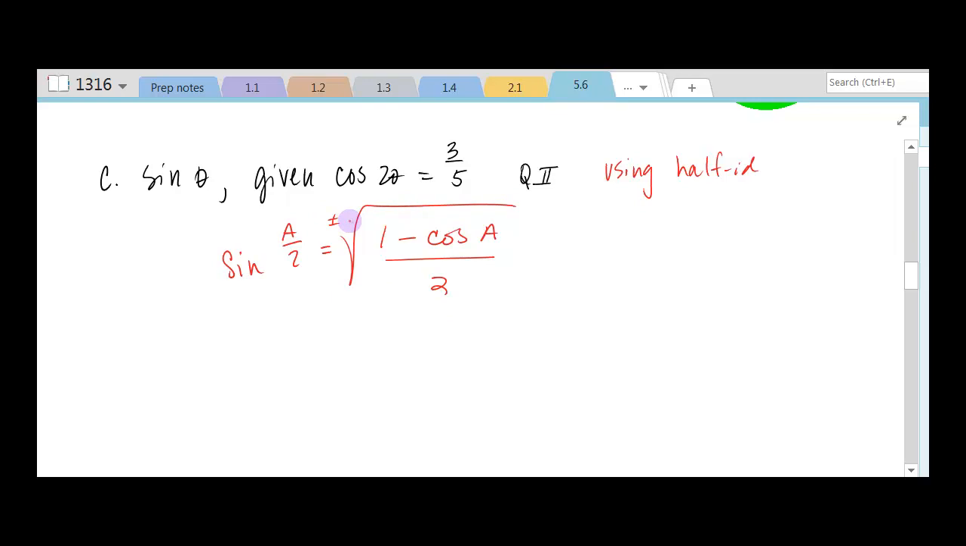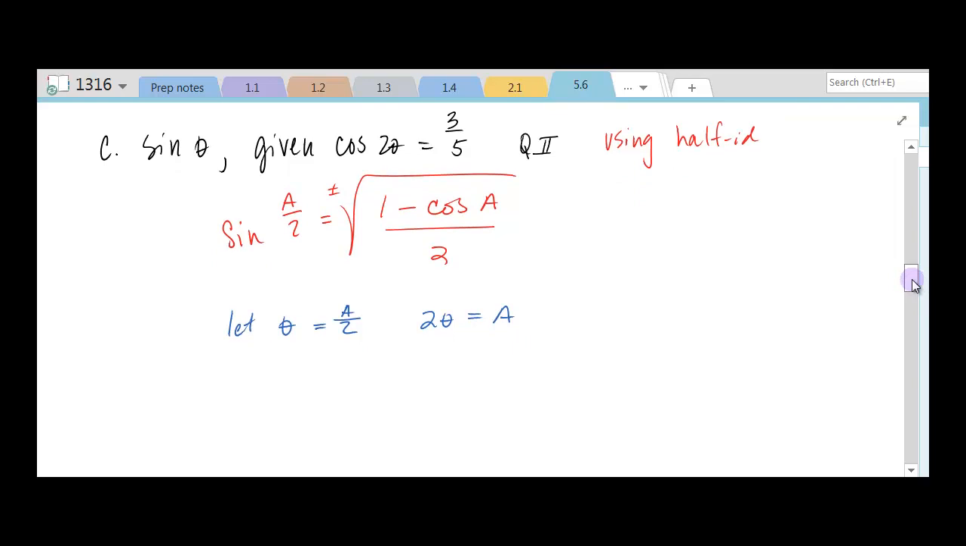Now, let's go ahead and let theta be equal to a over 2. So if theta is a over 2, then 2 theta has to be a. If I let theta be my half angle, then 2 theta is just the angle. And the reason I needed to do that is because my formula here is written in half angles and angles, but I'm given a double angle. So somehow I have to be able to connect all of these angles together.